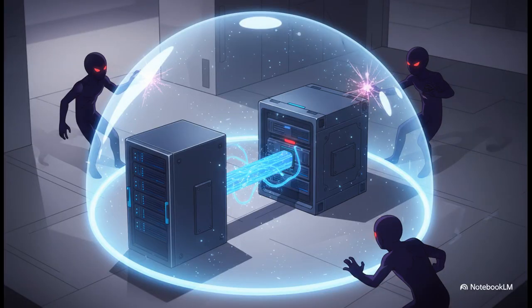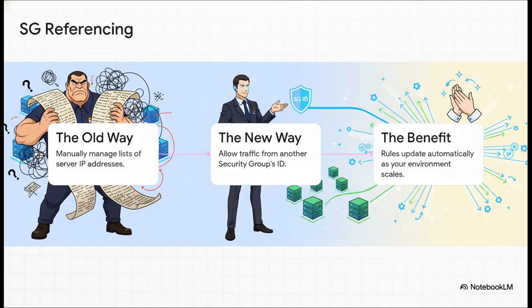And this is where things get really, really powerful, especially when you have multiple tiers, like a web server that needs to talk to a database server. So check this out. The old, painful way to do this was to give your database bouncer a list of every single web server's IP address, and if you added a new web server, you had to go update the list. What a total headache. But now, you can do something way smarter. You just tell the database's bouncer, hey, only allow traffic from instances that are part of the web server security group. That's it. Now, when you add or remove web servers, the rule updates automatically. It's an absolute game changer.